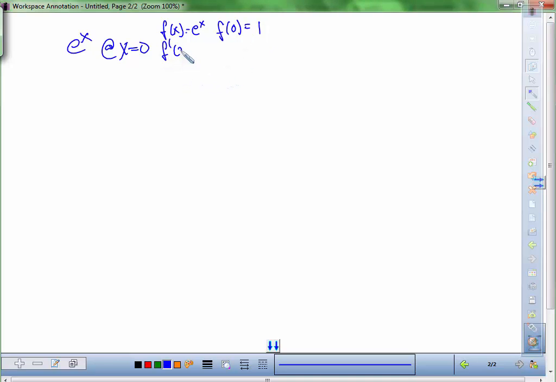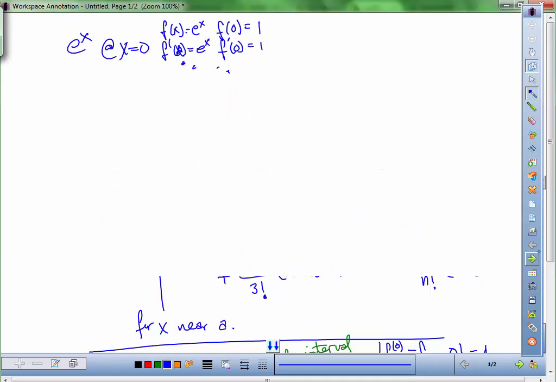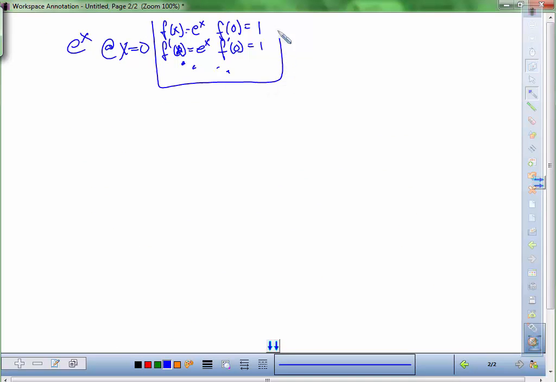The derivative, conveniently enough, is e to the x. So the derivative evaluated at 0 is still equal to 1. In fact, all the future derivatives are going to be e to the x, so all those derivatives evaluated at 0 are still going to be 1. So in terms of following our function here, this is going to be 1, 1, 1, 1, 1, etc.